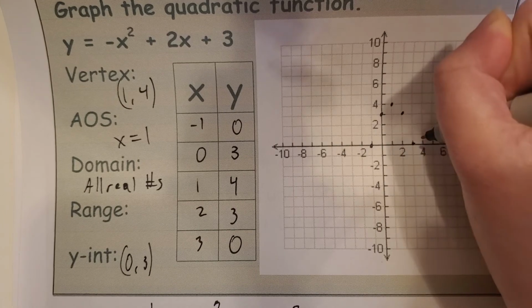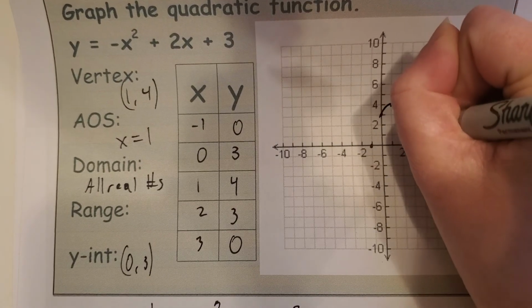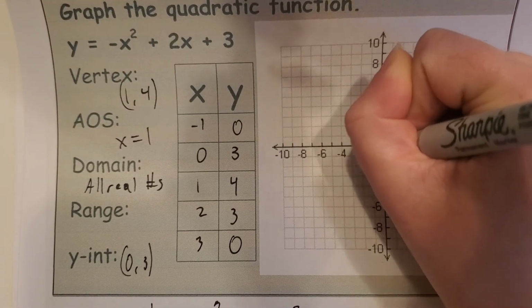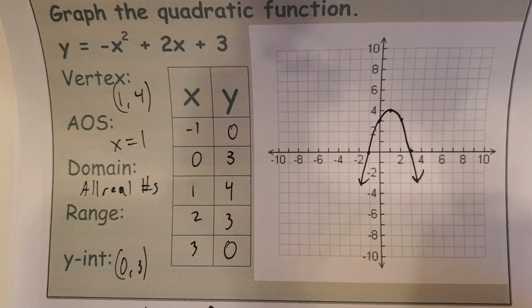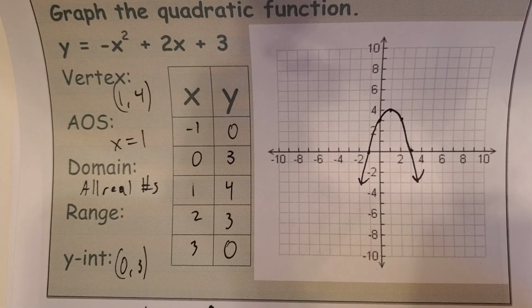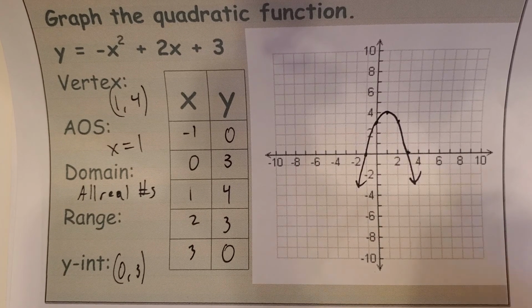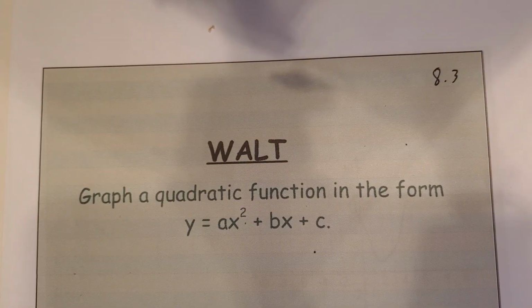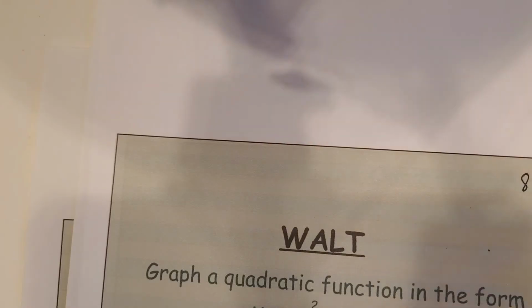Three, 3, 0. Make the curve, extend the line, draw the arrows. And that's our parabola. I think I did a pretty good job drawing that. So again, I'm going to do the other two later. You'll have the answers to those.